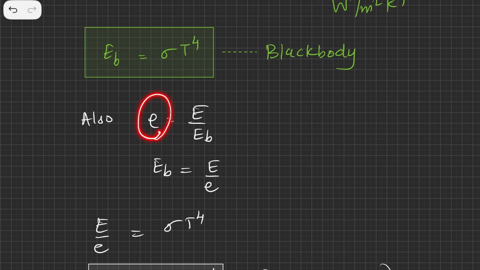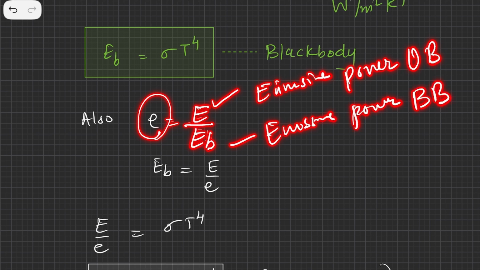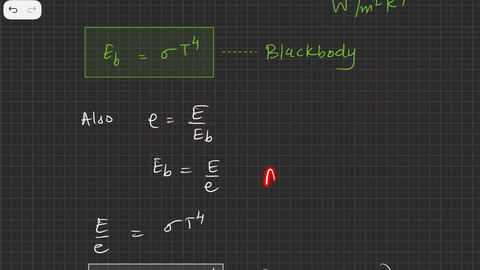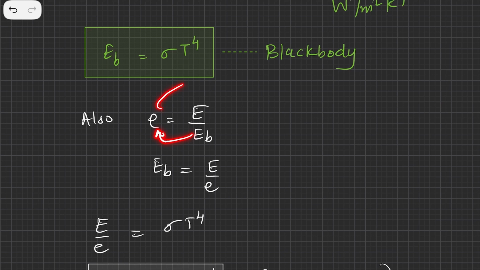It is also called the coefficient of emission, and it is the ratio of the emissive power of an ordinary body to the emissive power of a perfectly black body. So E is emissive power, but this is for an ordinary body, and EB is emissive power, but this is for a black body. If you take the ratio of these two, you get the coefficient of emission, which is also called emissivity. So you just move this EB on the other side and this e to the denominator, so you get EB is equal to E upon e.